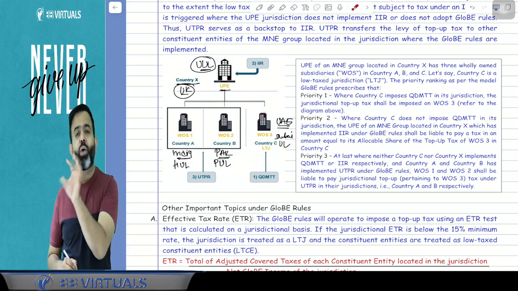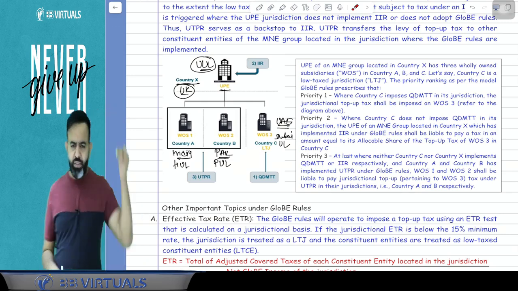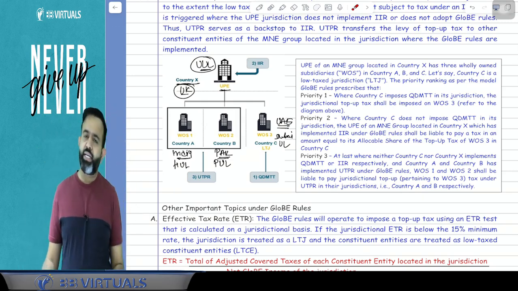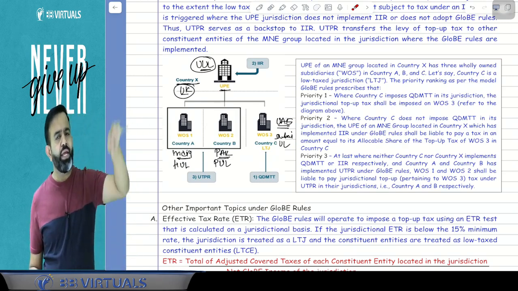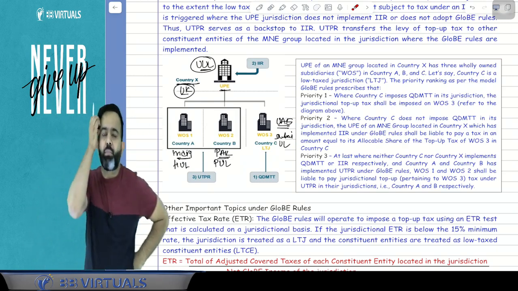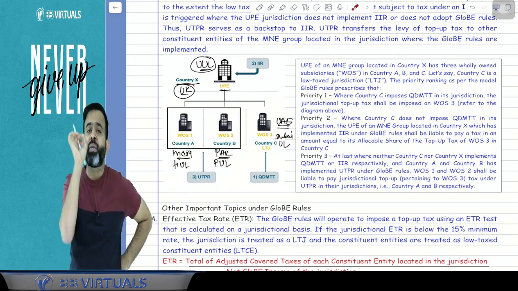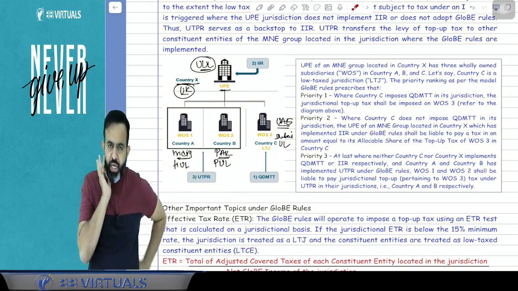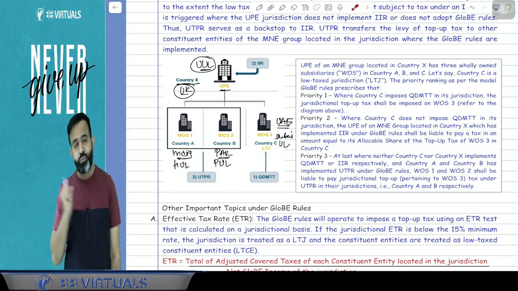Now, guys, you know that Pillar Number 2 says that as per the GloBE rule, in every jurisdiction a multinational company, a multinational group, should pay at least 15% tax. That is, the minimum tax is 15%. It means they should pay the minimum 15% tax in every jurisdiction.